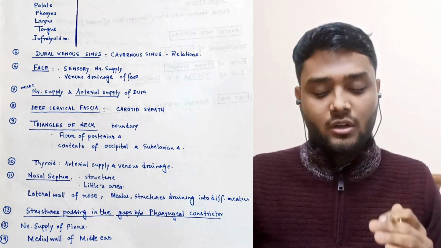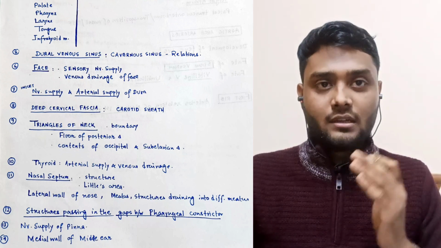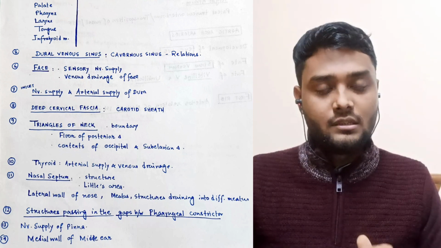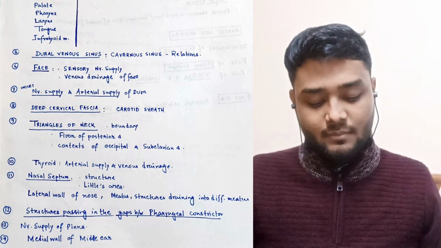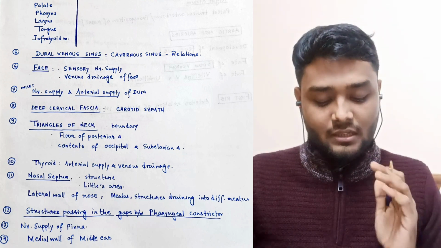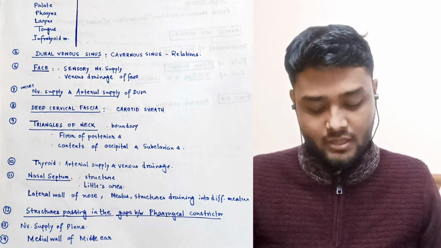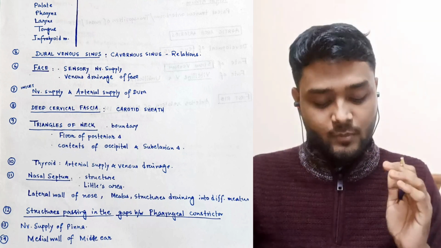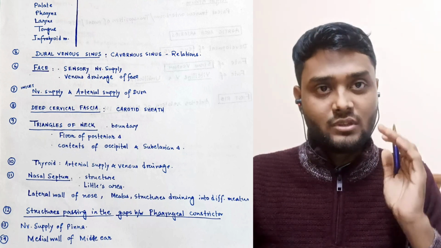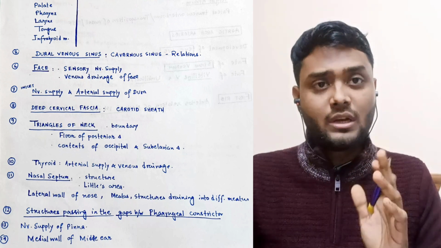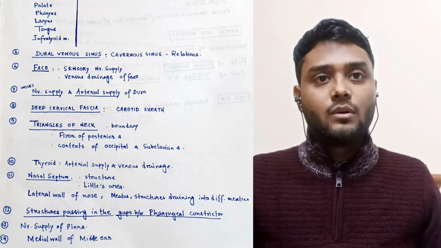Then there are some important topics of head and neck that overlap with other subjects like surgery, ENT and eye. Like thyroid, its arterial supply and venous drainage, the nasal septum and its structure, Little's area, the lateral wall of the nose, meatuses, and the different structures draining into the different meatuses of the nose, and the structures passing through the gaps of the pharyngeal constrictor muscles at different levels. This was a very important question and it was asked 2 times in INICET. The nerve supply of the pinna, a very very important topic. Medial wall of the middle ear.